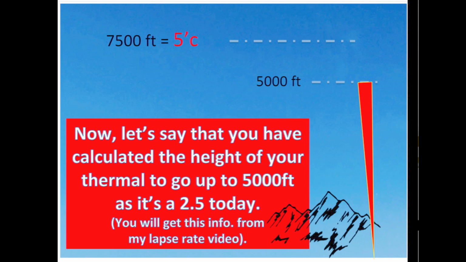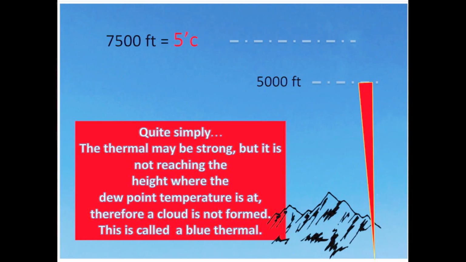And there it is. There is your thermal leaving the ground going up to 5,000 feet, having been a 2.5 day that you've calculated. Quite simply, the thermal may be strong, but it is not reaching the height where the dew point temperature is at. Therefore, a cloud is not formed. This is called a blue thermal.